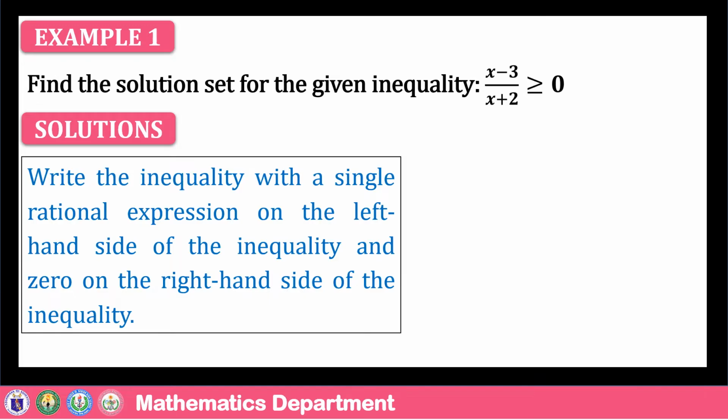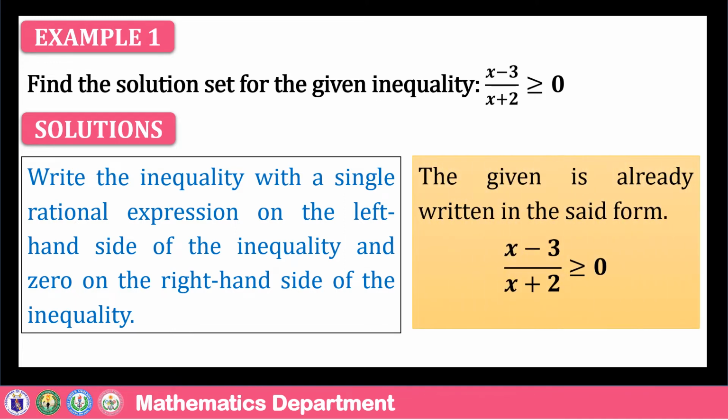As you can see here in our given, the left-hand side is already a single rational expression and the right-hand side is already equal to 0. So meaning to say, there is no need for us to modify this one, or there's no need for us to perform step number 1.